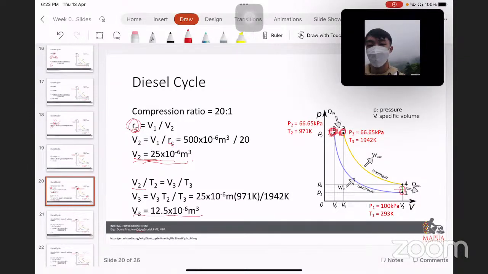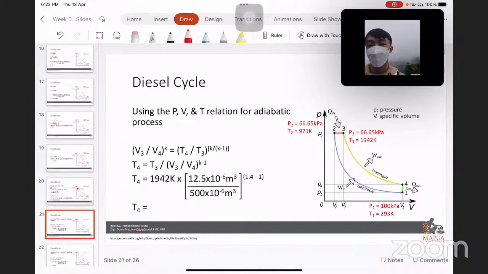So V2, V3. So 2, ayan o, ito siya. 25 times 2, 12.5 times 2 is 25, times 10 to the raise 6. Hindi siya cubic centimeter, meter cube siya, kaya siya naka-negative 6. Okay? Ganun din yung T2, T3 natin, no? Mapapansin nyo, yung T2, T3 natin, doble din siya. Parehas lang siya. Ginamit din natin yung cut-off ratio.